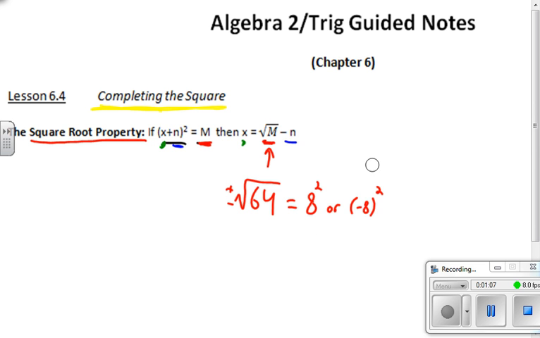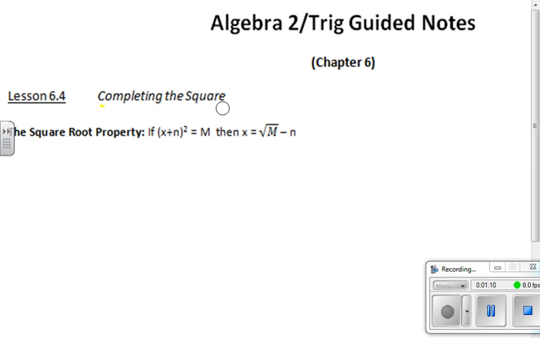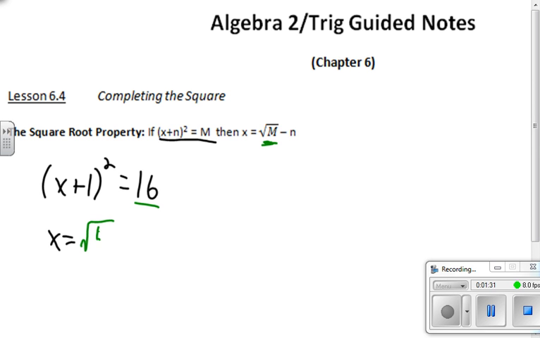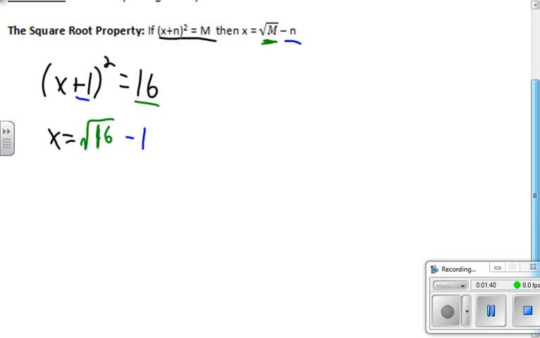And I'm going to show you a quick example here just so we know where we're going with this. Let's say we had (x + 1)^2 equals 16. So we have it in the form (x + n)^2 equals m. Well, we would say that x equals, if we're looking for the square root of m, the square root of 16, minus our n value, so minus this value here, minus 1. So we would say x equals plus or minus 4, minus 1.